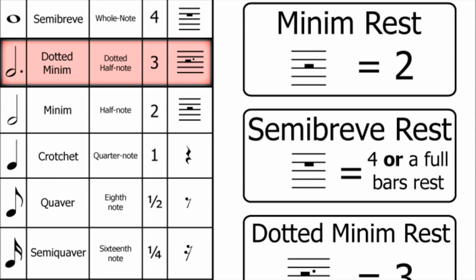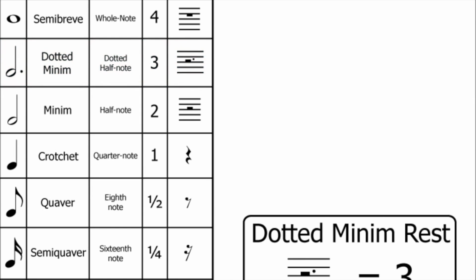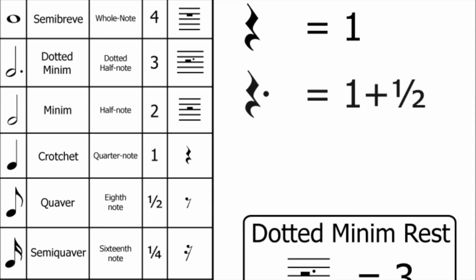The dot works in exactly the same way as it does with a note. It adds half the value of the rest to itself. In other words, the black rectangle sitting on the line is a rest worth 2. The dot adds half of that value to itself, 1. So 2 plus 1 equals 3. Dots can be added to other rest symbols. Here's our crotchet rest, which is worth 1. If we add a dot next to it, 1 plus half of its own value, a half, equals 1.5.